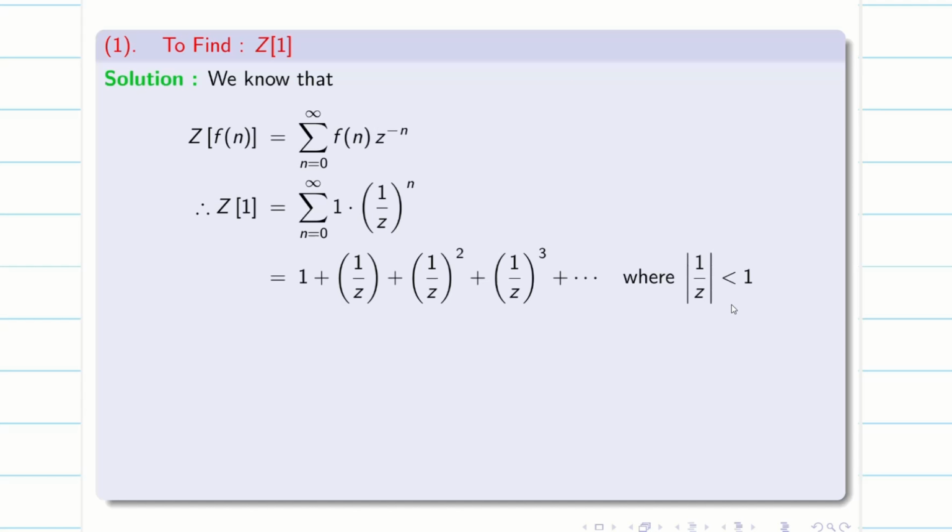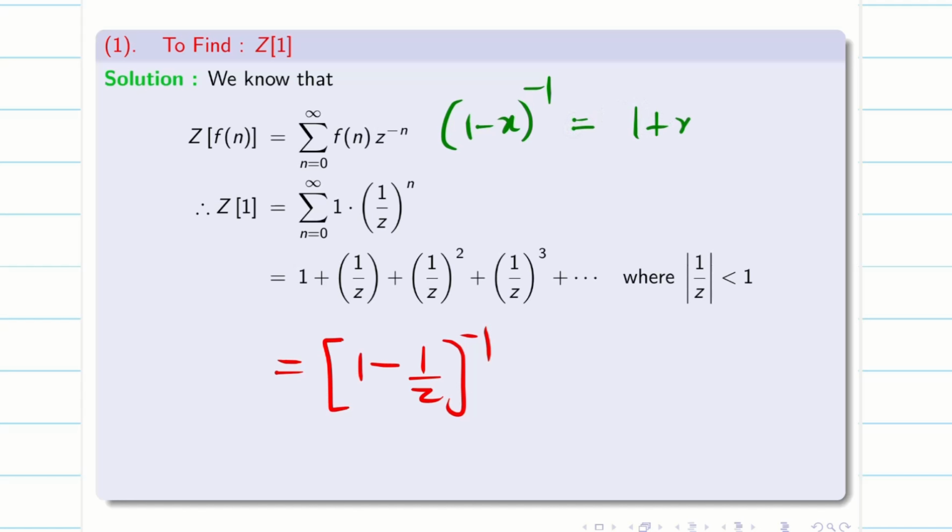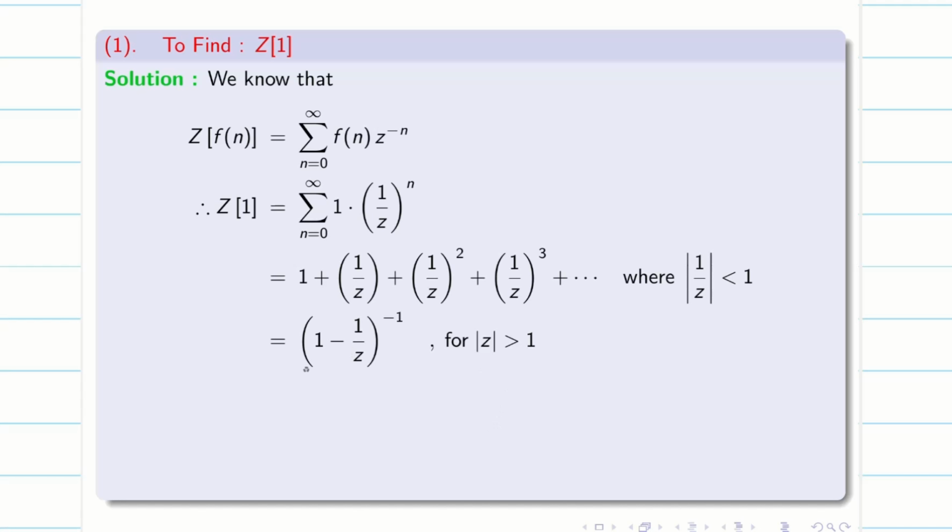And we know that this formula is nothing but 1 minus 1 by z whole power minus 1, because the formula says 1 minus x whole power minus 1 is 1 plus x plus x square, etc., if mod x is less than 1. Therefore, my answer is going to be 1 minus 1 by z whole power minus 1.